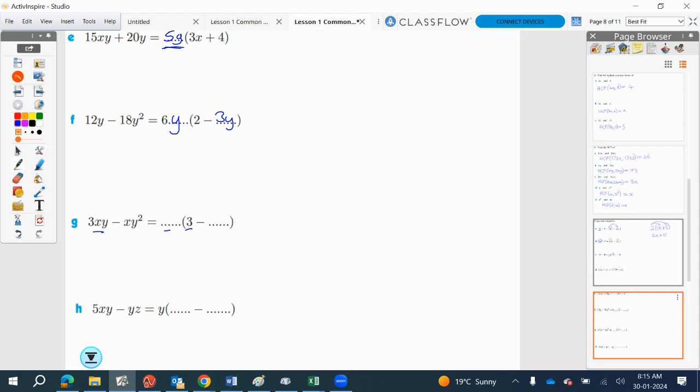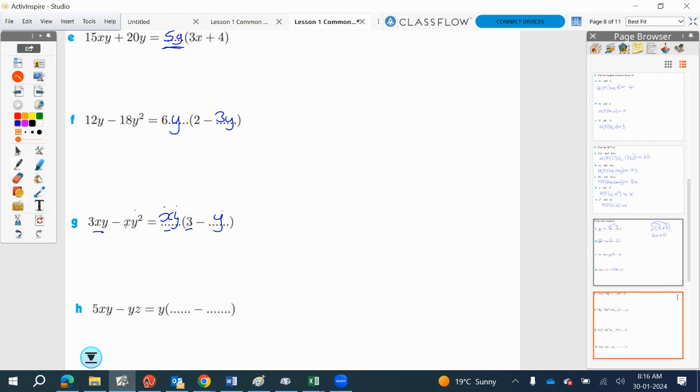So 3 times what gives 3xy? xy. xy times what gives xy squared? We just need a y here, because we've already got one x in the result and one x here. We've got a y squared there, but only a y, so we need one more y. This one was the hardest, of course, most probably.